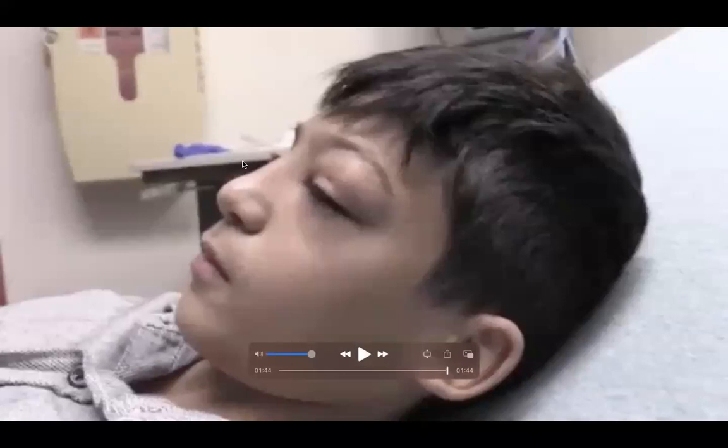Yes, just some concern regarding the differential. She said, mashallah, she did very nicely everything. Regarding the differential, the top is definitely orbital cellulitis. What about the second and third?